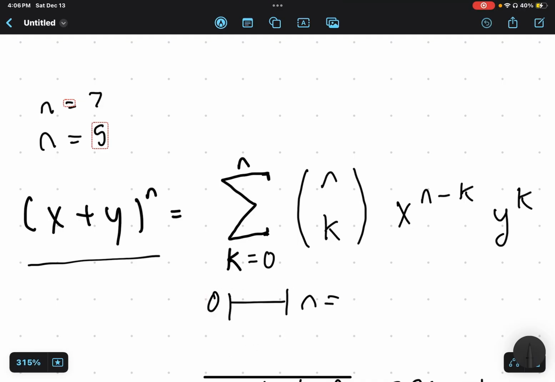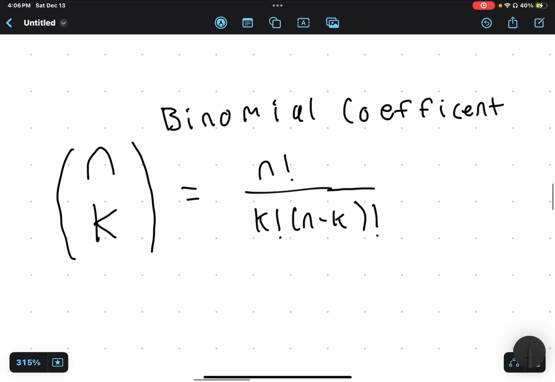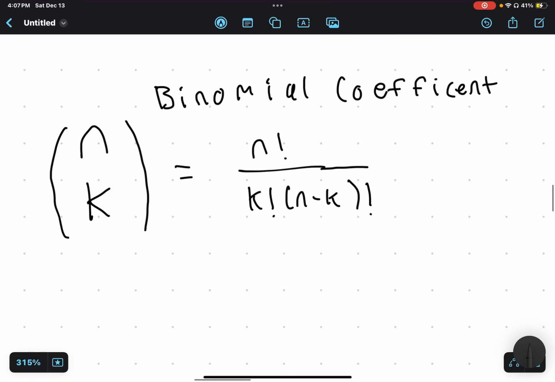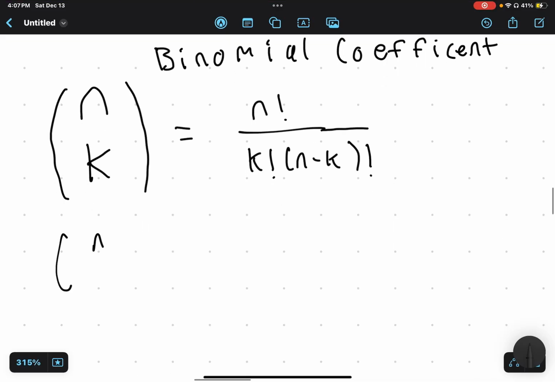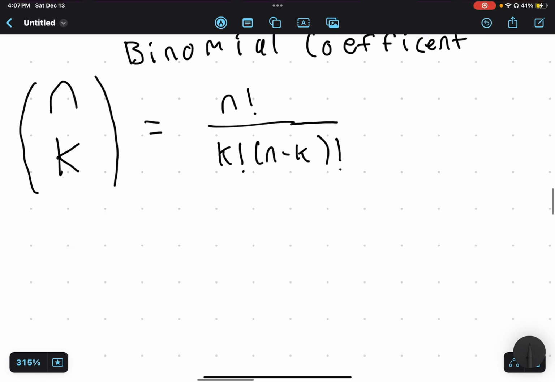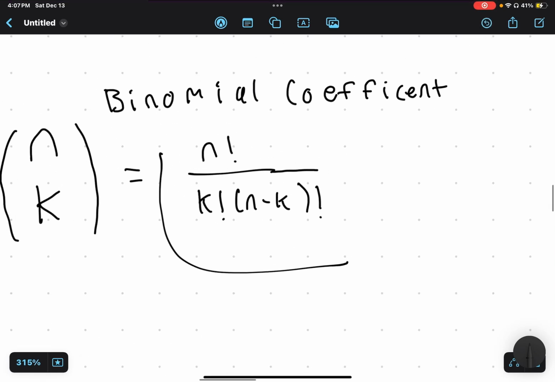Now the next part. What we have here is the binomial coefficient. So what is it and what are we doing? It's n choose k. It's a term that we use, and it means n factorial over k factorial times (n minus k) factorial.